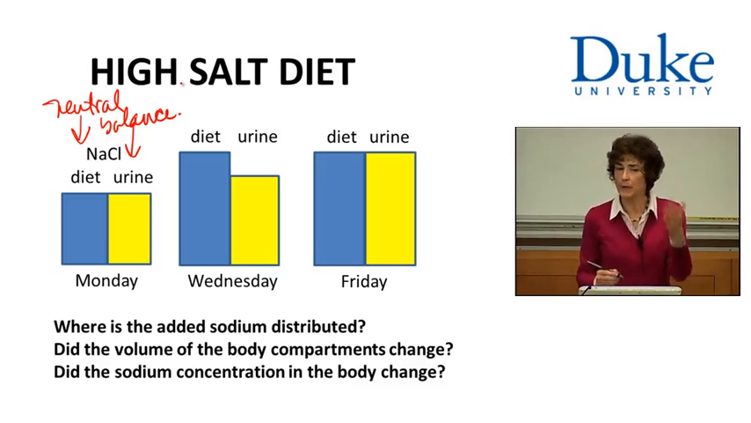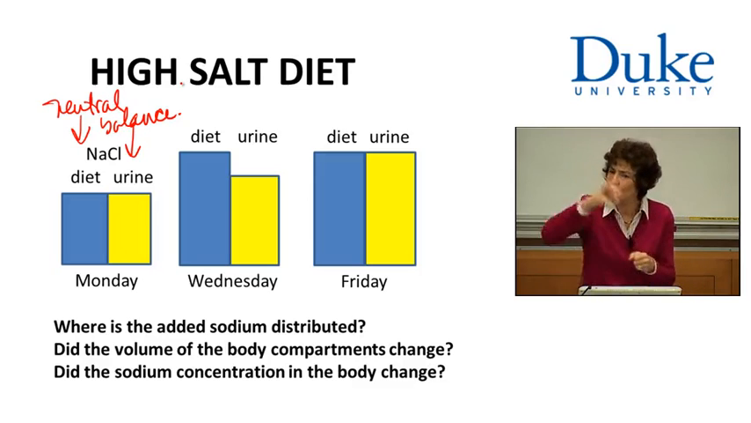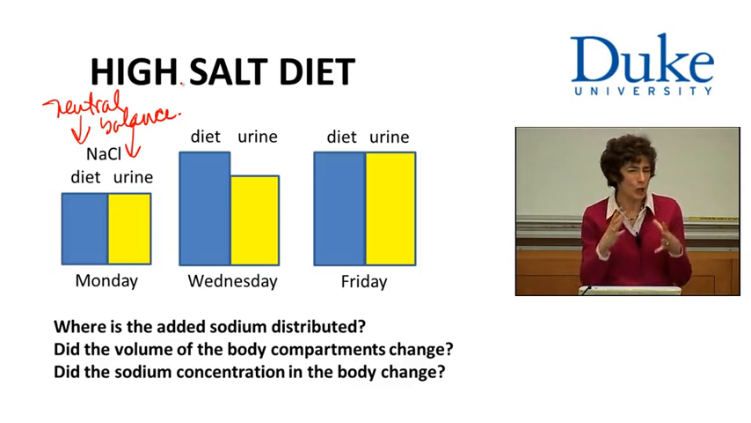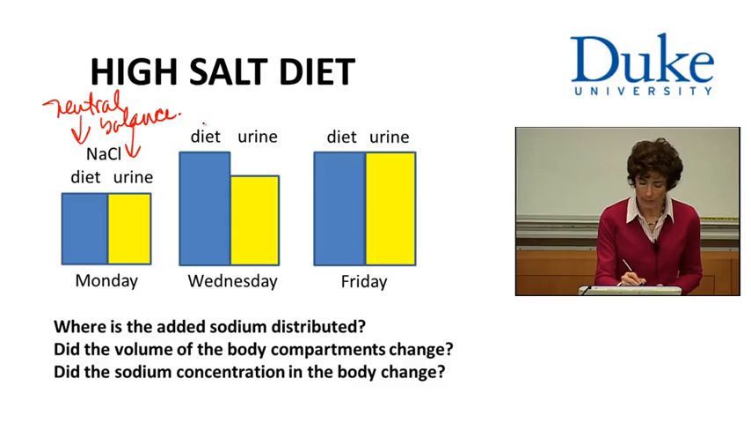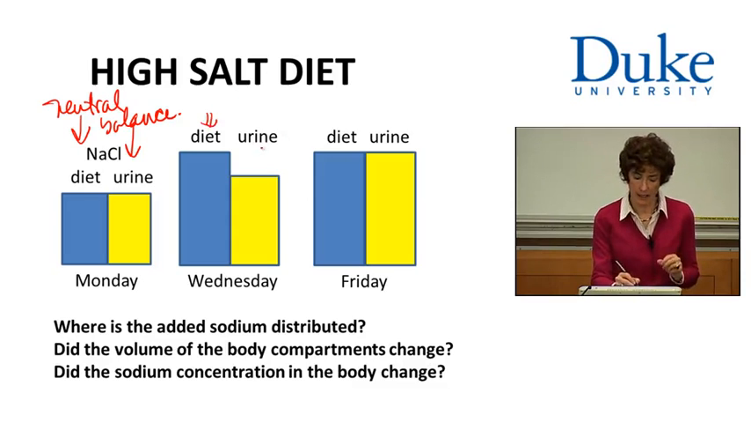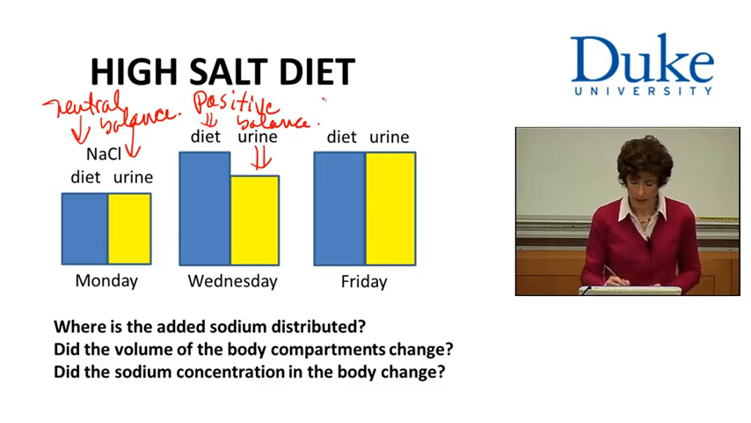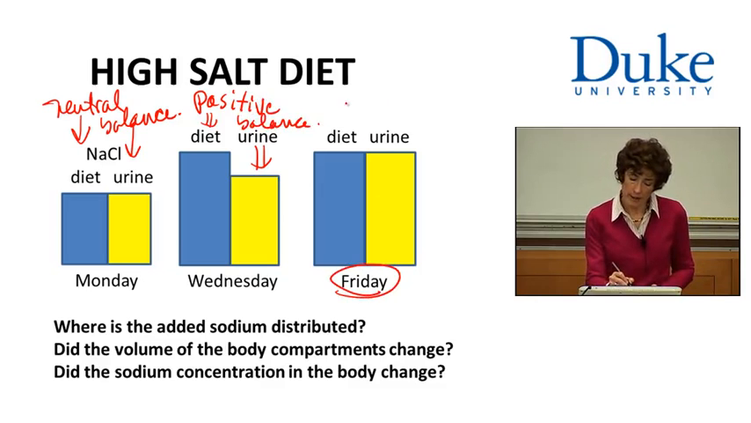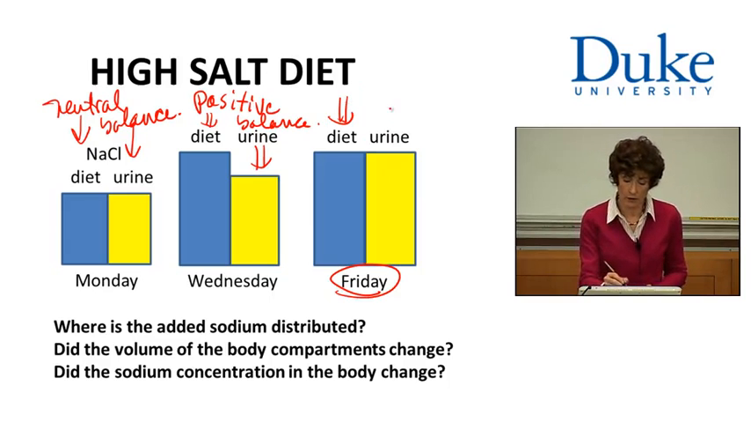But by Wednesday, with this high salt diet, you're eating a lot of sodium, you're taking in Chinese food with a lot of soy sauce on it, and so it's really salty. And so on this diet that's very high in salt, we now have a positive balance, where the amount that's coming in from the diet exceeds that which is lost in the urine. And so this now is a positive balance for sodium. But by Friday, the amount of sodium that's coming in from the diet is equal to the amount that's lost in the urine. And so we're again under neutral balance.